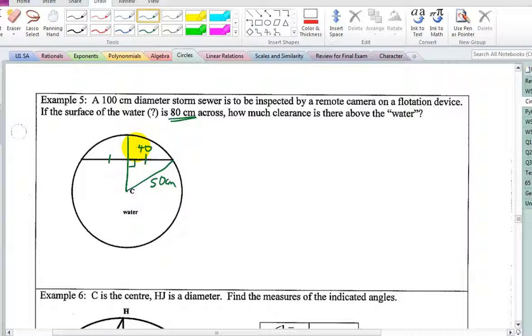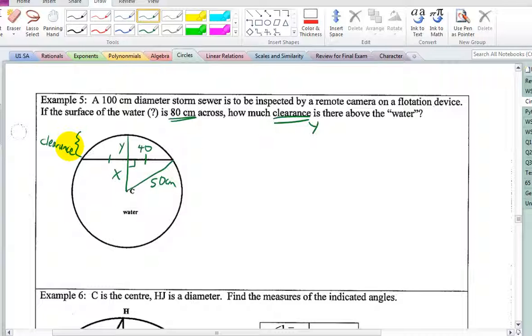So what we want to do is we want to figure out X, then we can figure out Y. Okay? Because that's what they're asking. The clearance is Y. What's the distance between the water and the top? Okay? So this here is your clearance. How much empty space is there in that pipe?